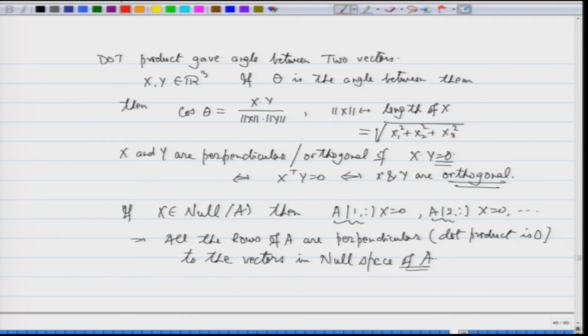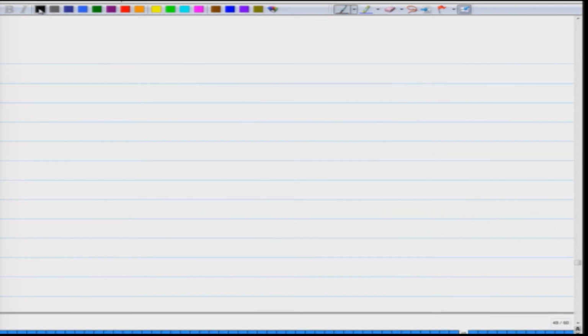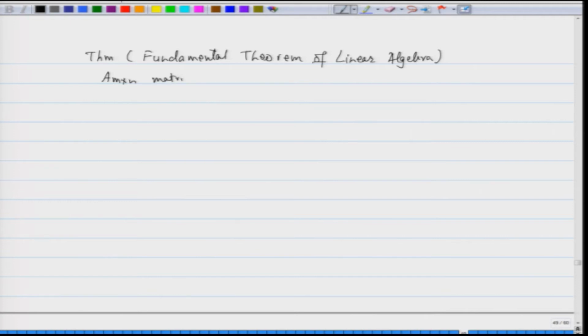So, this is called the fundamental theorem of linear algebra. Let me write it down. I will not be able to prove all of them because we have not yet understood what orthogonality is, but I will just state it so that you have a picture of this. So, A is given to be an m cross n matrix with real entries, fine. Then what happens?